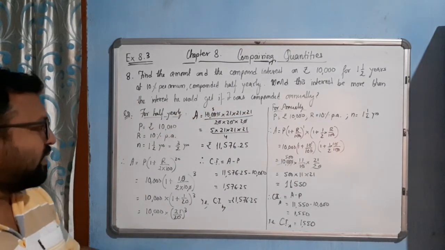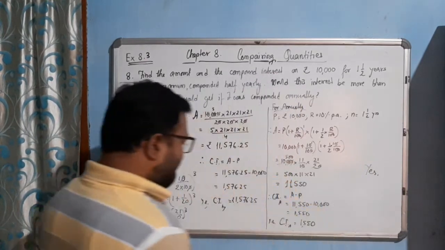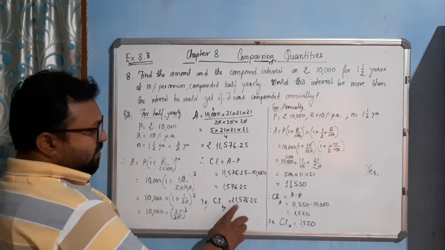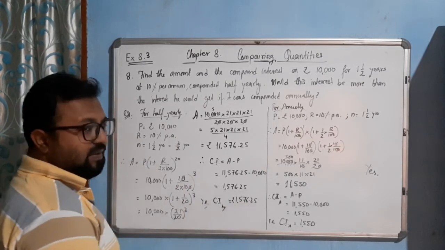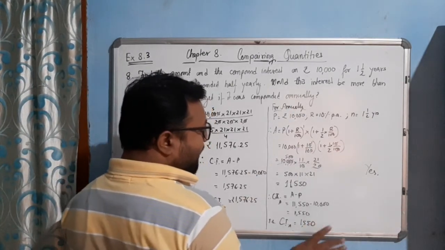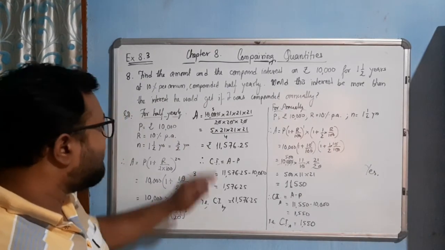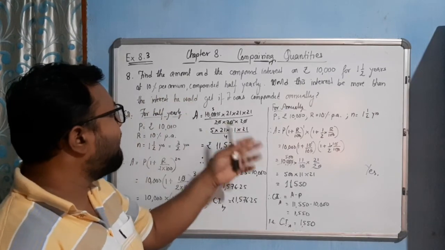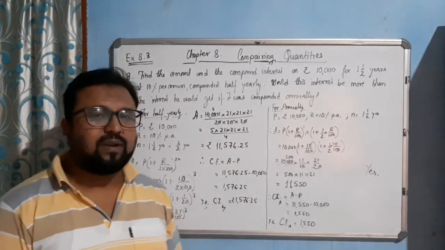Yes. The answer will be yes. Why? Because in half yearly the interest is 1,576.25 paise, but in annually the interest is 1,550 rupees only. So in half yearly the interest is paid more. Okay, so yes, I hope you have understood this part. Thank you.